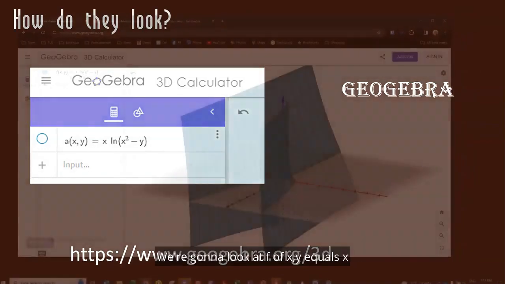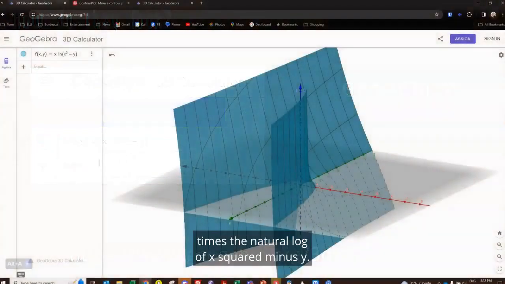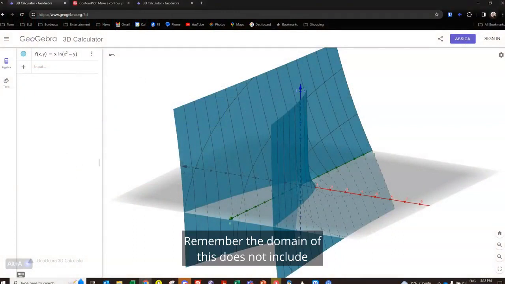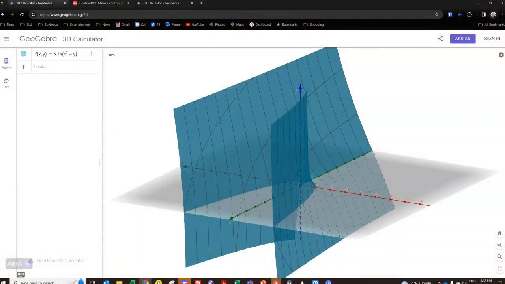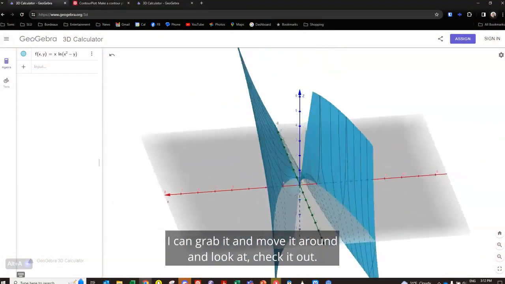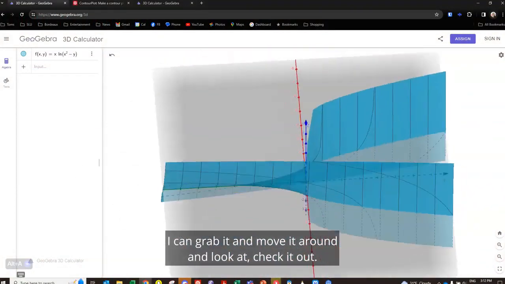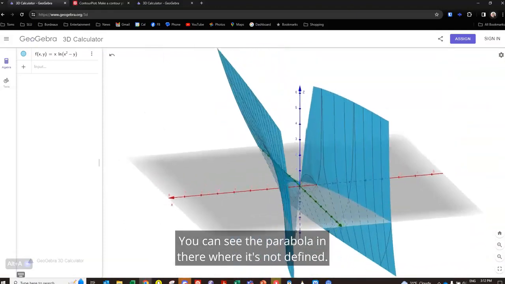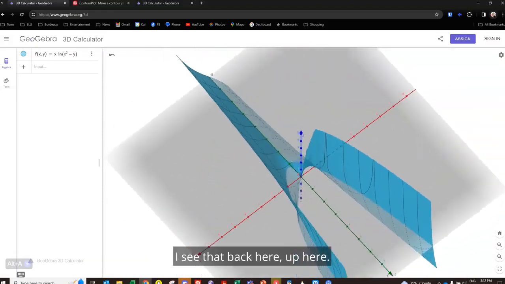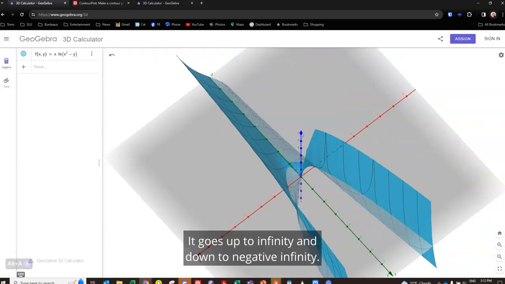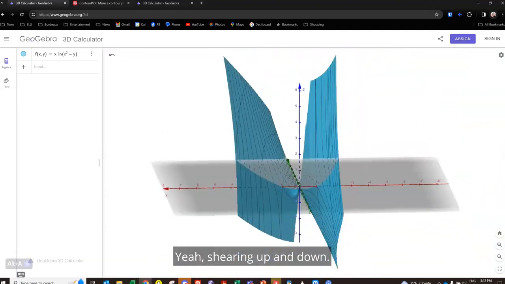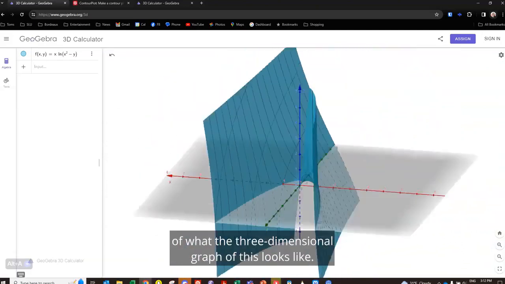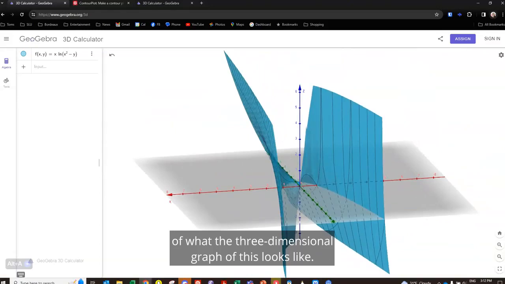What am I going to look at? We're going to look at f of x,y equals x times the natural log of x squared minus y. Remember, the domain of this does not include the inside of the parabola. So this is the graph of it. I can grab it and move it around and check it out. You can see the parabola in there where it's not defined. I see that back here, up here, it's just really boring. Goes up to infinity and down to negative infinity. Here it's probably the same. Yeah, shearing up and down. But that gives me an idea of what the three-dimensional graph of this looks like.